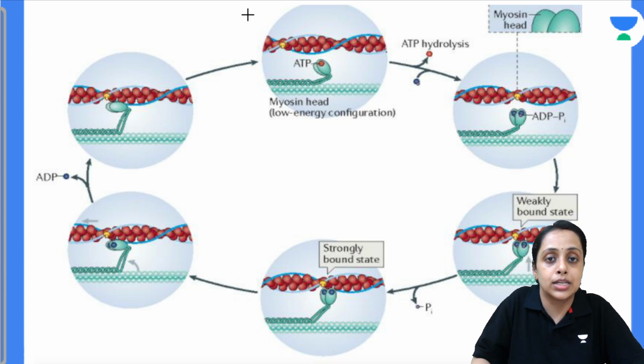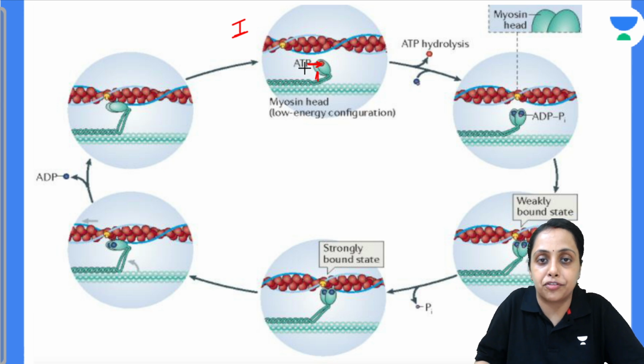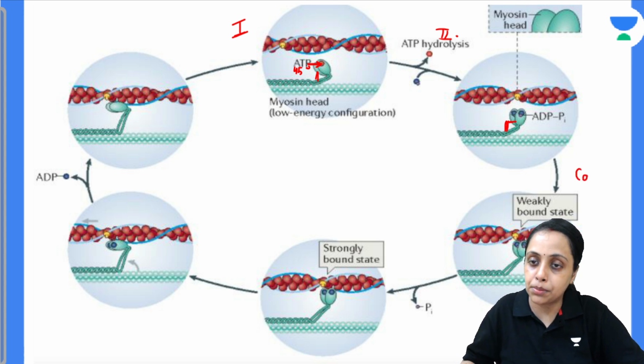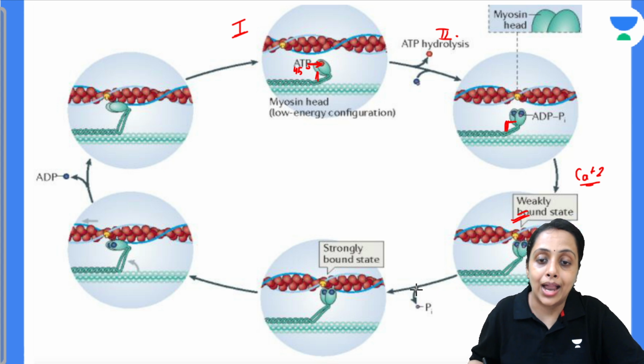See, this is the diagram. This is the first step, jahan pe ATP binds with the myosin head. Okay? Initially, the myosin head is at 45 degree. And in next step, what happened? ATP hydrolysis. Due to ATP hydrolysis, myosin head from 45 degree turns to 90 degree, and in presence of calcium, initially the weakly bound state is there and later on the strongly bound state is there.